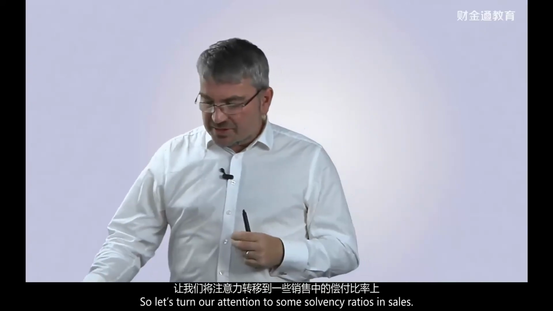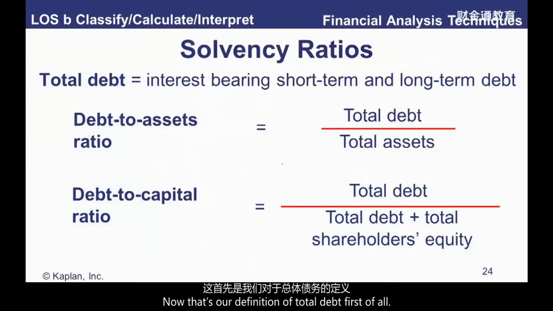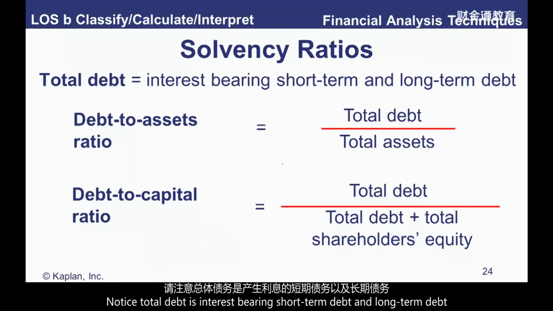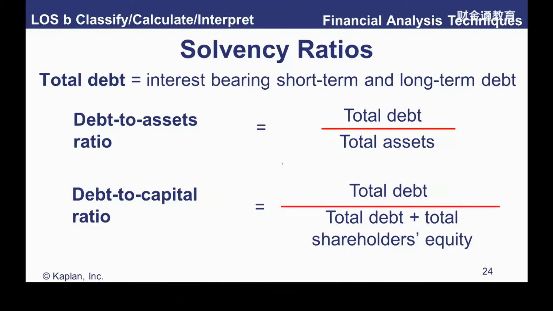So let's turn our attention to some solvency ratios themselves. Now, there's our definition of total debt, first of all. Notice total debt is interest-bearing short and long-term debt. So in other words, all of our interest-bearing liabilities. So we're going to ignore any liability that essentially does not have an interest component. So for example, trade payables typically are not interest-bearing.